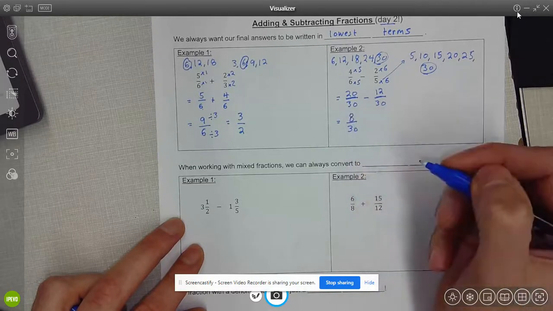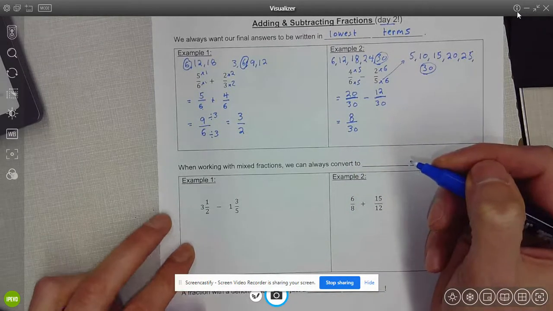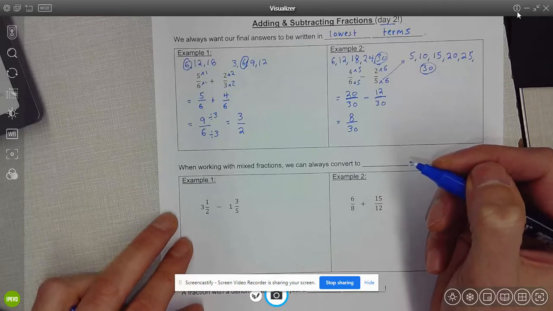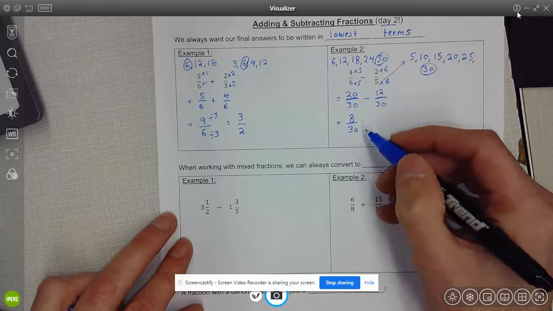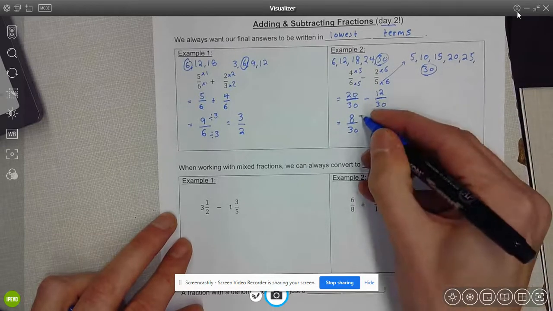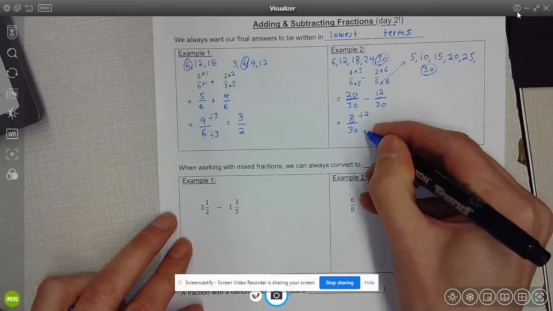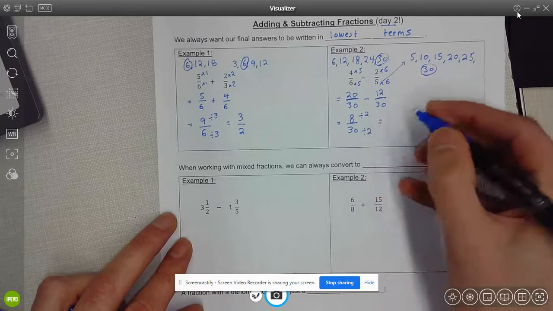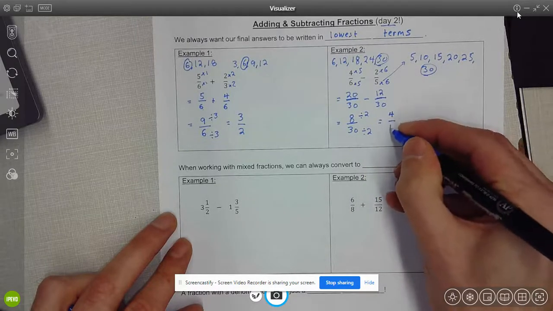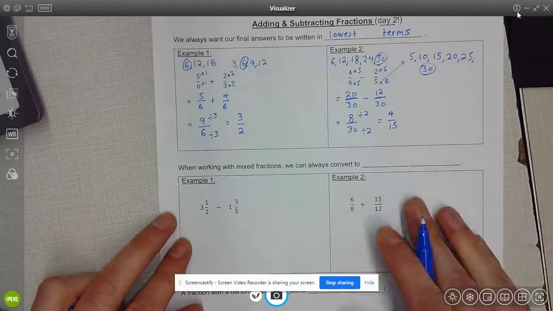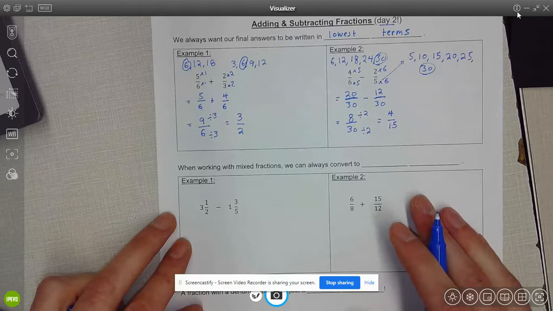Okay, good. But can I make this fraction smaller? Can I divide 8 and 30 by the same number? Well, they're both even numbers. Even numbers means I can cut them in half, which is another way of saying divide by 2. 8 divided by 2 is 4. 30 divided by 2 is 15. So my final answer in lowest terms would be 4/15.